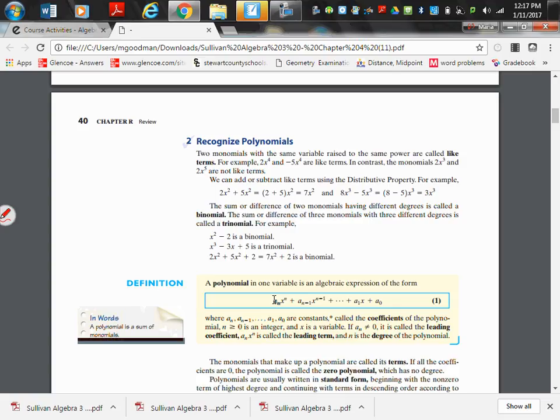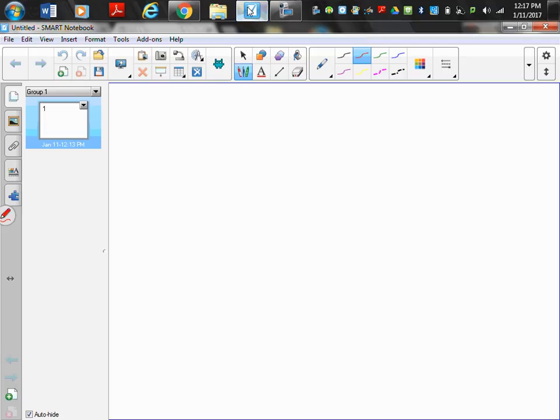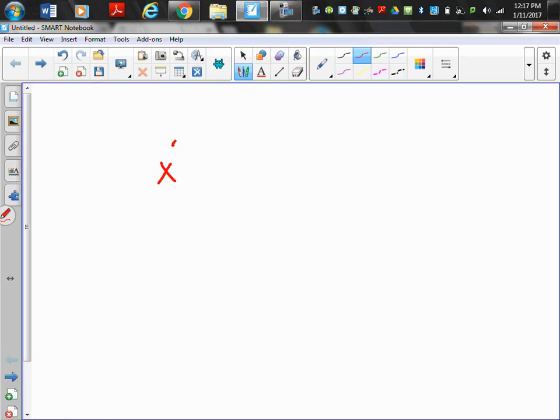All right. The next thing is called standard form. In order to be written in standard form, your exponents are in order from biggest to smallest. So this is standard form.